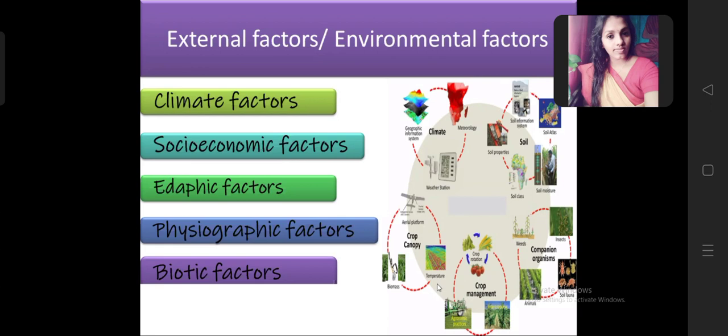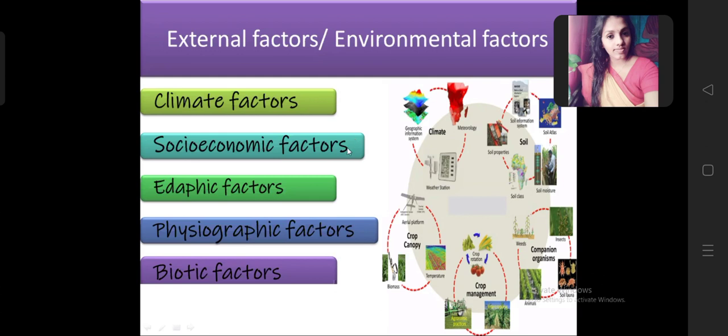Okay, so in the external factors, that is outside the plant material, it may be climatic factors like temperature, rainfall, and humidity. Everything will come under the climatic factor. We can call these meteorological factors also. Another one is the socio-economic factors. It is related to the economic status or the social condition of that particular society, and that will have an influence on the material that they use for crop production.